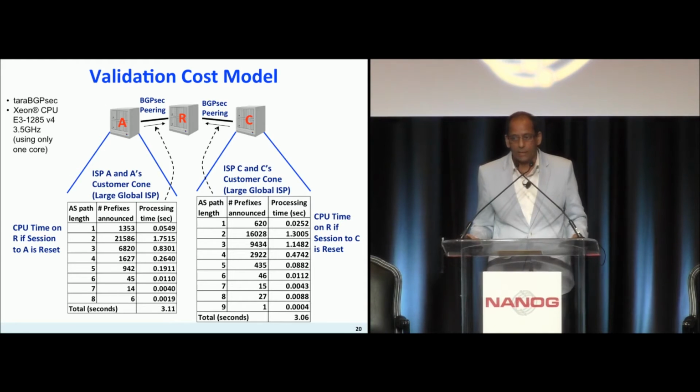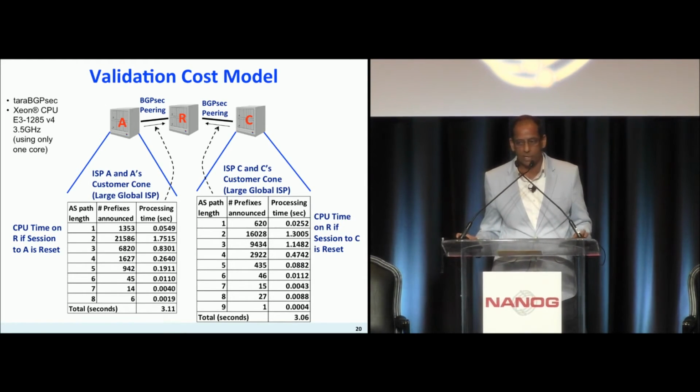This one shows that essentially you have 3 adjacent ISPs which are all doing BGPsec. And the assumption here is that A and C are 2 very large global ISPs. We are showing here the customer cone, the depth of the customer cone, and the number of prefixes that originate within the customer cone at various depths. And this is based on real-world measurements for real, very large global ISPs.